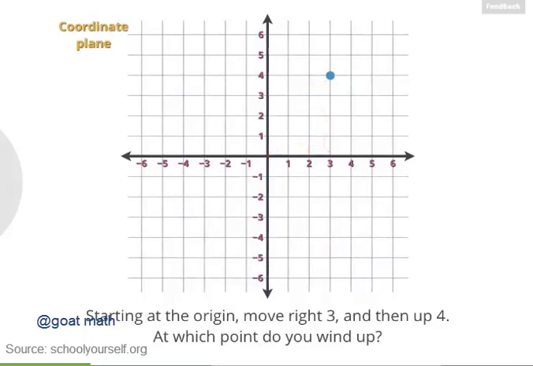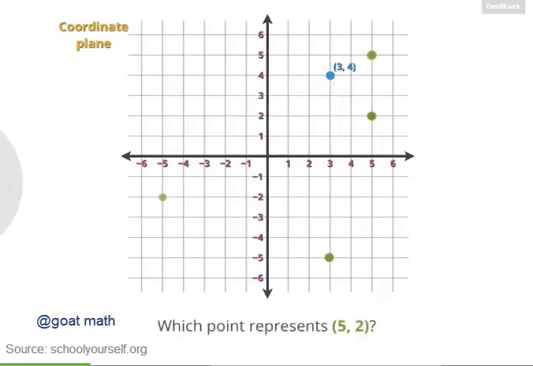On the coordinate plane, every point can be labeled by a pair of numbers, and here's the label for this point, which you can read aloud as 3, 4. This label means that to reach this point from the origin, you need to move +3 in the horizontal direction and then +4 in the vertical direction. Next, see if you can identify which of these points represents 5, 2. If you get stuck, feel free to ask for a hint.